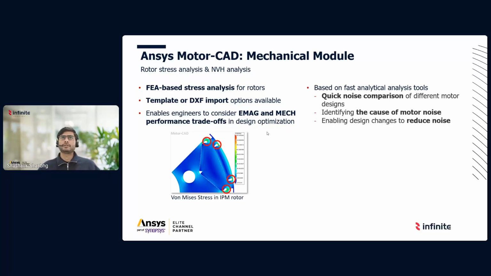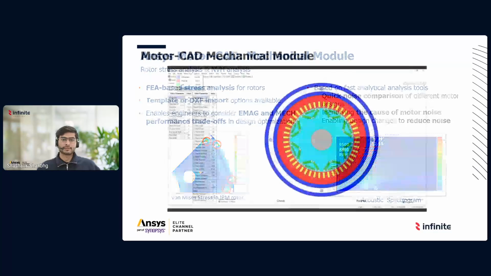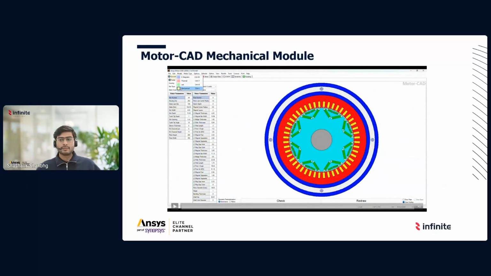And the other option here is also, like I said earlier, the NVH. So you can check for different vibrations. You can see how much noise your motor is producing, how you can reduce the noise, and various factors like that. So in the mechanical module here, you can check the different rotor stresses.